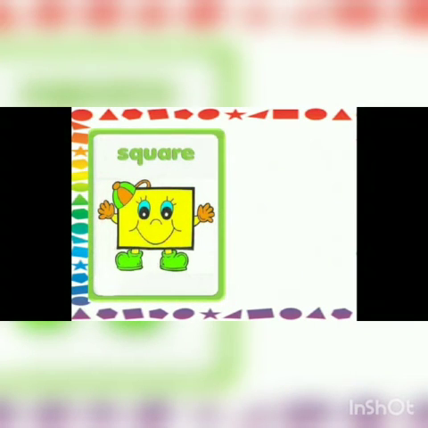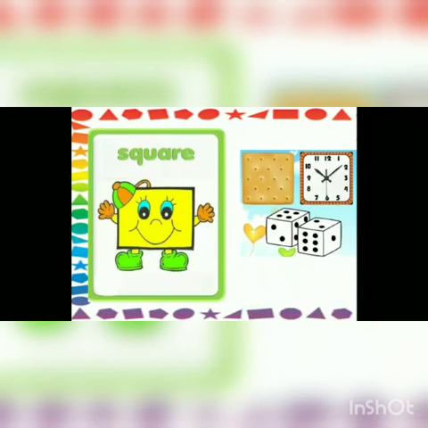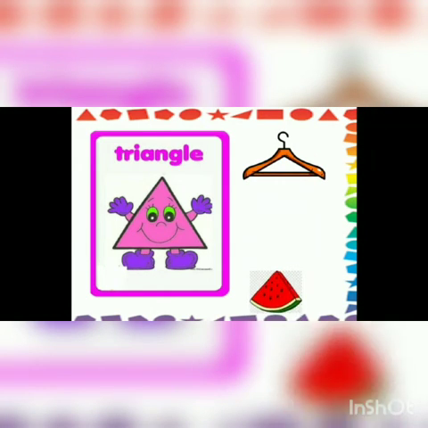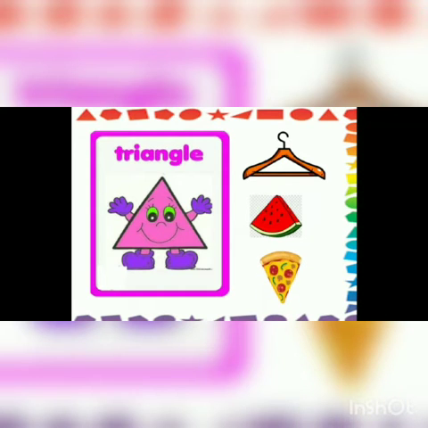Next. Square. S-Q-U-A-R-E. Square. Square look like biscuit, clock, and dice. These are all type of square. Move to the next one. Triangle. T-R-I-A-N-G-L-E. Triangle. And triangle look like hanger, watermelon, pizza.